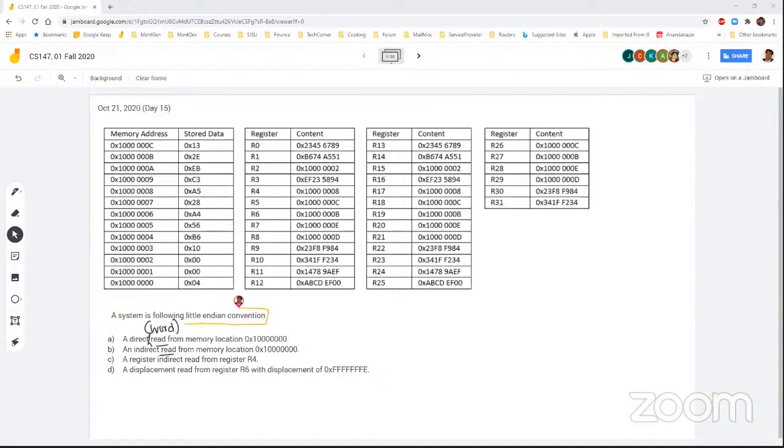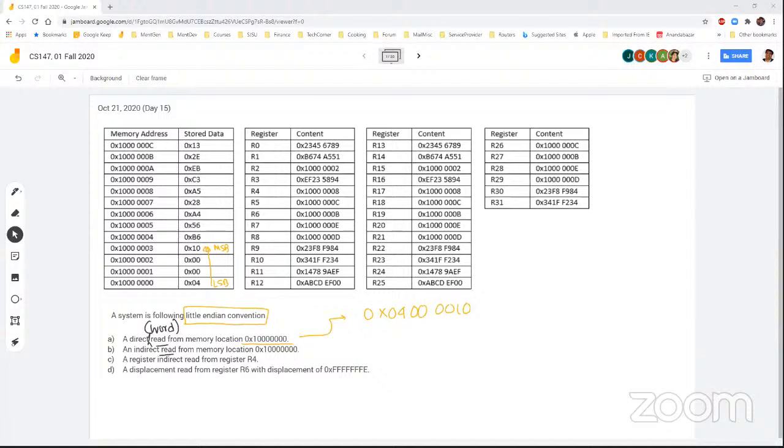So from this location, a word read will access these 4 bytes. And it is a Little Endian convention, which means practically your lower address has the LSB and the higher address has the MSB. So for this case, this is my MSB for the Little Endian, and this is my LSB. So my answer for this would become 0x04000010.